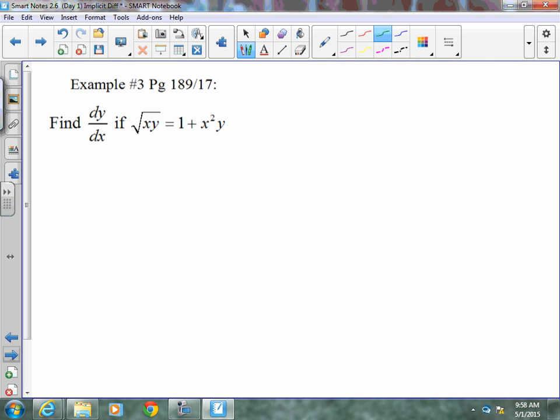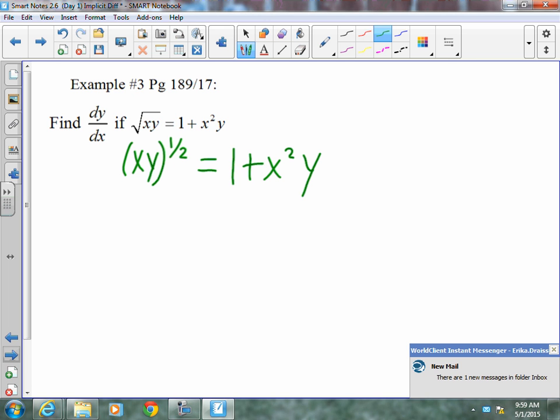Let's try another one. So let's rewrite this. The square root of xy would be xy to the 1/2 equals 1 plus x squared y. It's not solved for y. You're not going to be able to solve it for y, so we are going to derive implicitly. Keep that in mind. When you're given implicit equations to derive, they're not going to tell you they're implicit. You need to know you need to use implicit differentiation because it's not solved for y.